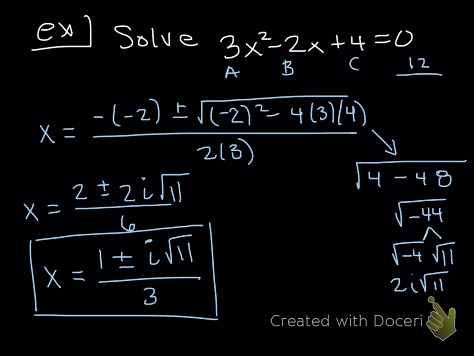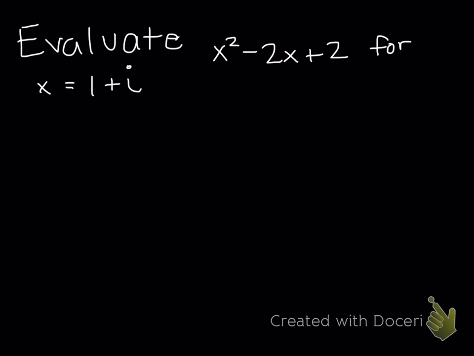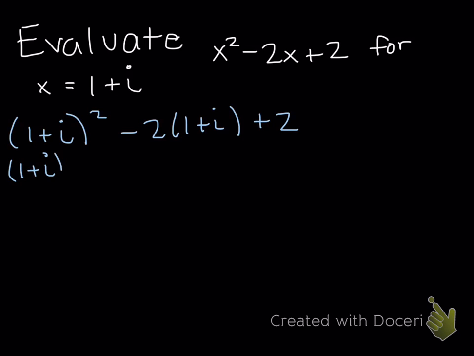So our next example is here we have this trinomial. You have x squared minus 2x plus 2, and I want you to evaluate it at 1 plus i. So everywhere I see x, I'm going to put a 1 plus i. So I have 1 plus i squared minus 2 times 1 plus i plus 2. And I know when something's squared, that means I write it twice.